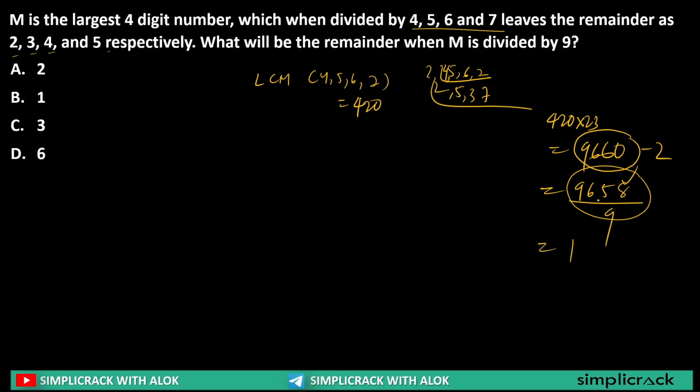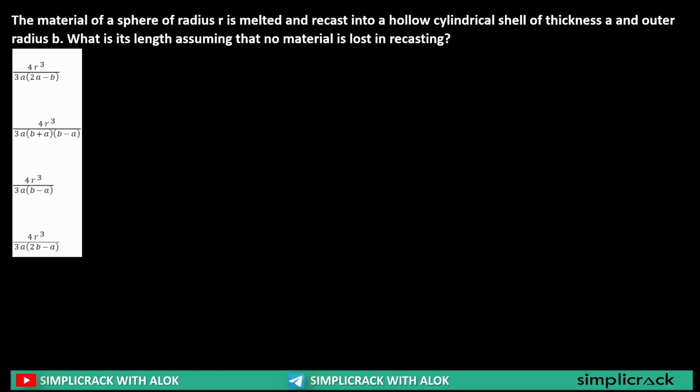So 9 ones are 9, 0, 9 7s are 63, 8, 9 4s are 36, 2. 2 is the remainder. No, there is a mistake. So it will be 9, 1, 0, 7, 2, 8, 3, 1. 1 is the remainder. So 1 will be the remainder.